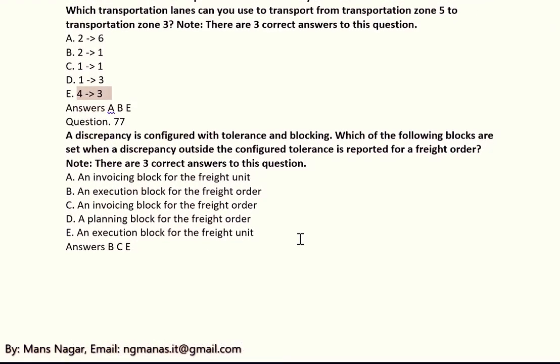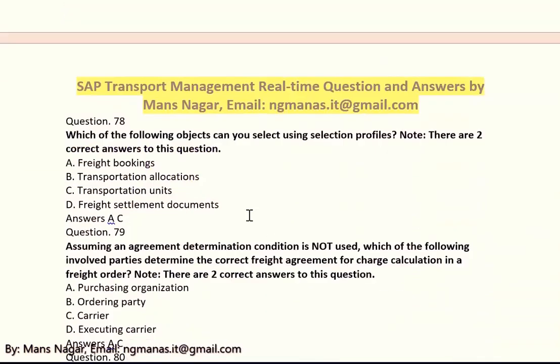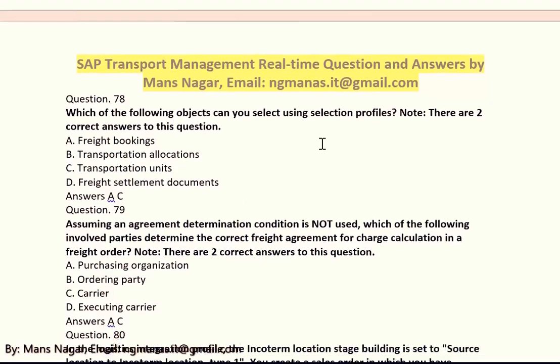4 to 3. A discrepancy is configured with tolerance and blocking. Which of the following blocks are set when a discrepancy outside the configured tolerance is reported for a freight order? B, C, E: an execution block for the freight order, an invoicing block for the freight order, and an execution block for the freight units. Which of the following objects can you select using a selection profile? A and C: booking, transportation unit.